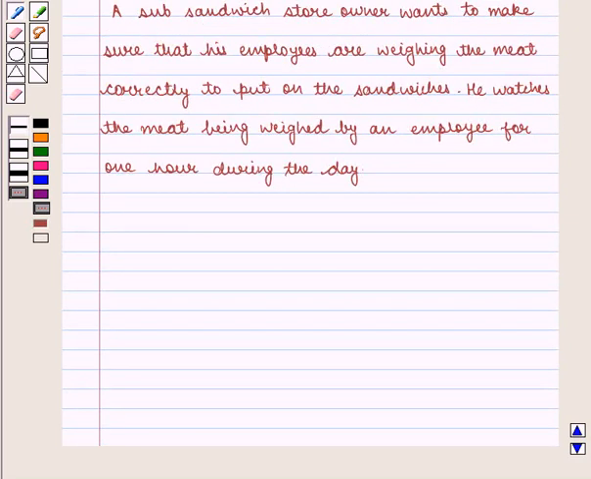Let us consider an example. A sub-sandwich store owner wants to make sure that his employees are weighing the meat correctly to put on the sandwiches. He watches the meat being weighed by an employee for 1 hour during the day. Now here we notice that the sample is biased. Since he is watching only one employee and that too for only 1 hour during the day, it cannot draw valid conclusion because there are other employees too who are doing the same job.